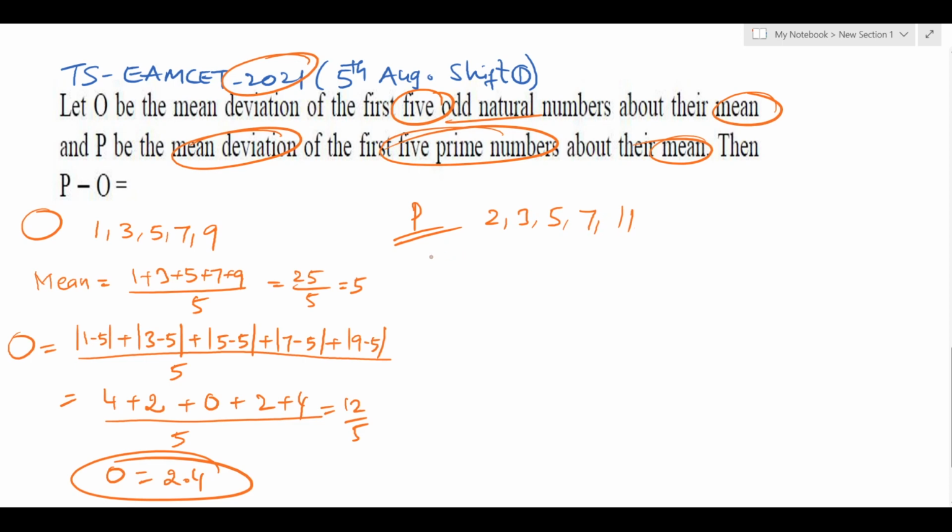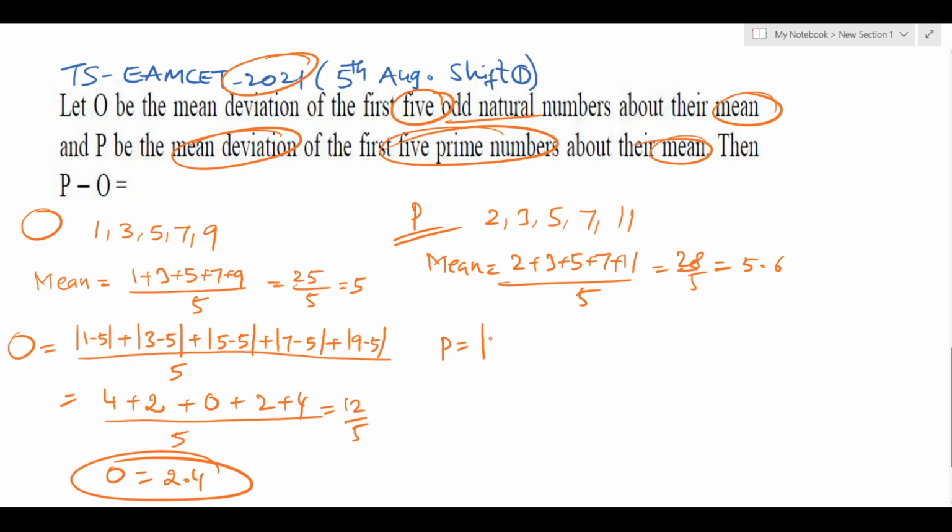Now we find the mean of these prime numbers. Mean is equal to (2 plus 3 plus 5 plus 7 plus 11) by 5, that is 28 by 5, which is equal to 5.6. This value is 5.6. Therefore the mean deviation is given, that is P.